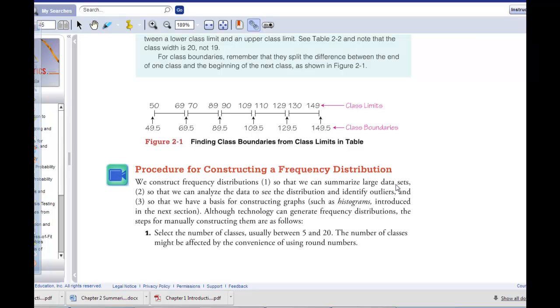So the first was to summarize large data sets. That's one reason. The second reason is we want to analyze the data to see the distribution and identify outliers. And the third is for constructing graphs.